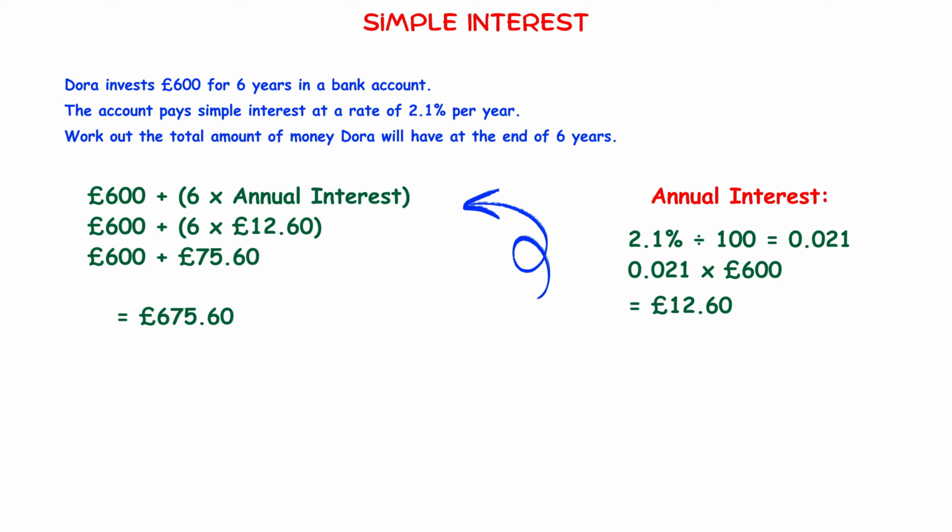£12.60. To find the total interest over 6 years, we multiply £12.60 by 6, which equals £75.60. Adding this to the original investment of £600, we get a total amount of £675.60. That is the amount Dora will have after 6 years.